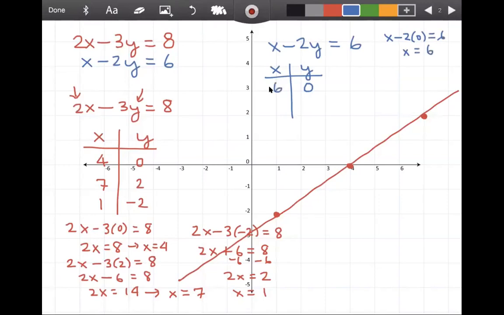And for the y-intercept, I put x equals 0. And that gives me 0 minus 2y equals 6, which means y equals negative 3. I divided both sides by negative 2. Okay, I'm going to live dangerously and do that just using 2 points. It's usually not recommended. Okay, so here's 6, 0. And here is 0, negative 3.